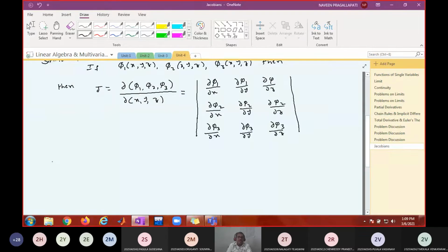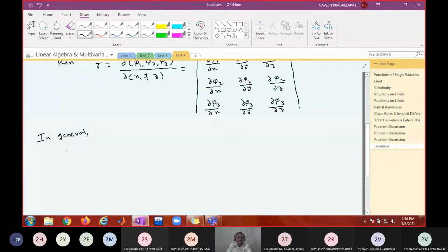So in general, how do you define the Jacobian determinant? If you have n functions, those n functions must be functions of n variables. In general, if you have n dependent functions phi 1, phi 2, and so on, phi n, each a function of n independent variables x1, x2, and so on, xn, this would be a determinant.